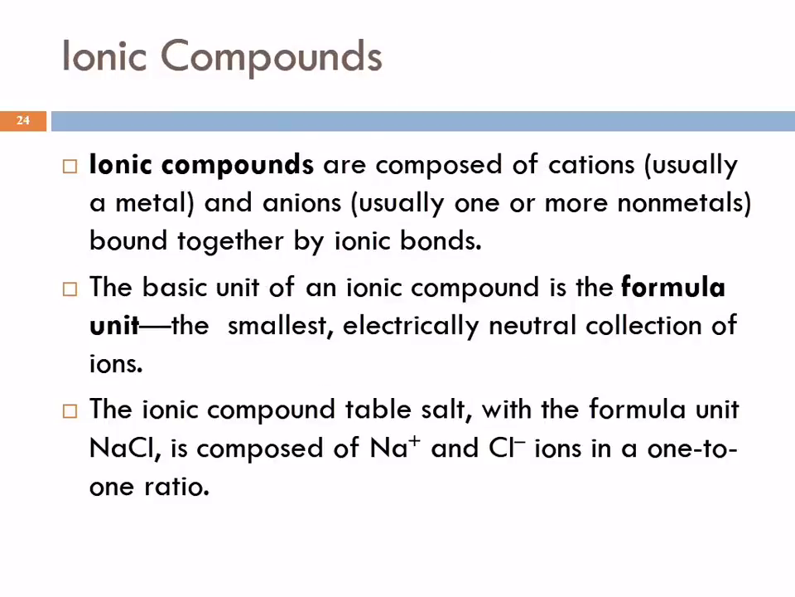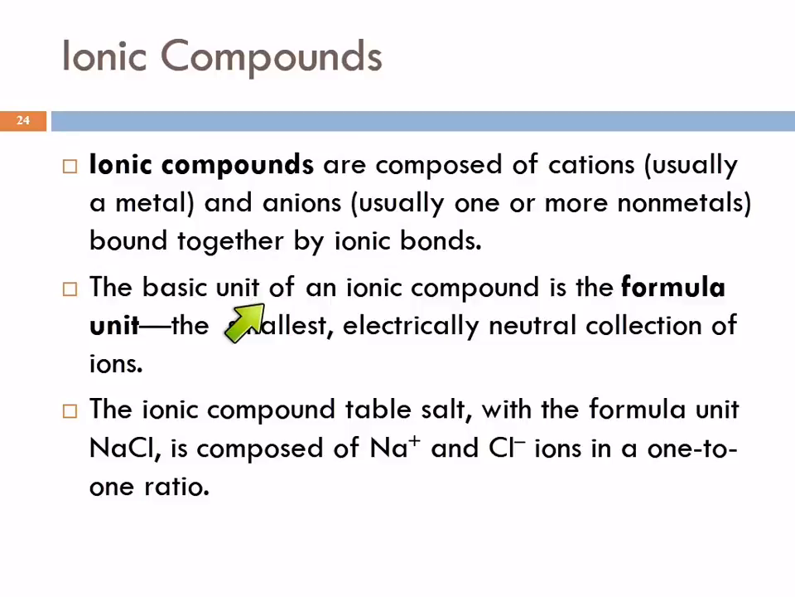Ionic compounds. Ionic compounds are composed of ions, just like the molecular compound was composed of molecules. You have to have a cation and an anion because you have to have opposite charges so that they attract. The cation is usually a metal. There are a couple of exceptions. The anions are usually 1 or more nonmetals.